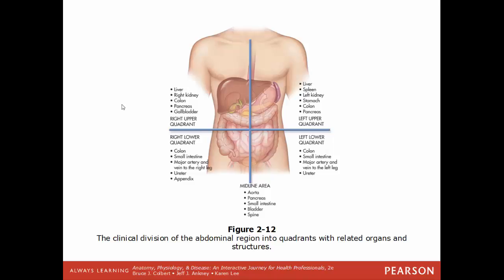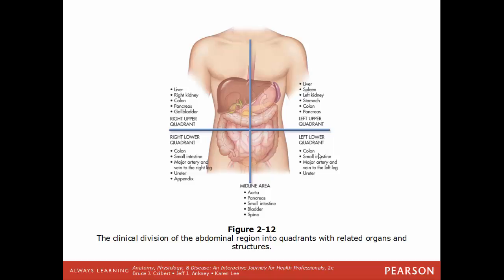For the right upper quadrant, the liver, the right kidney, the pancreas, the gallbladder, some parts of the colon. For the left upper, parts of the liver, spleen, left kidney, stomach, other parts of the colon, the pancreas. Parts in the right lower, the colon, small intestine, the major arteries and veins going to the right leg, and the ureter and the appendix.